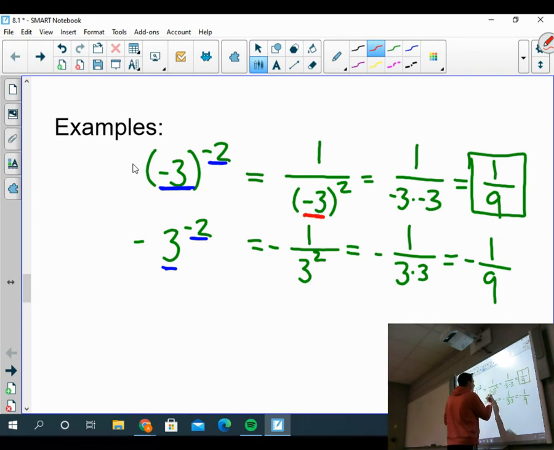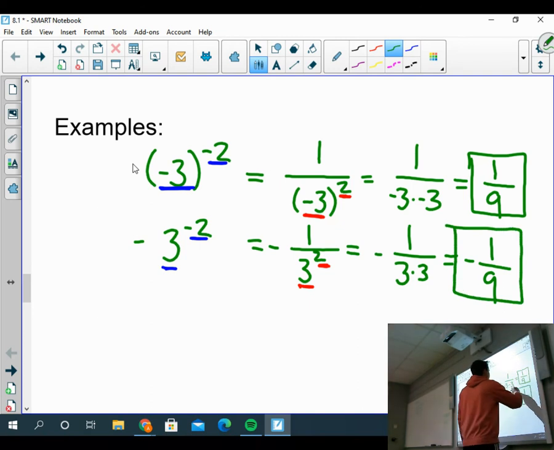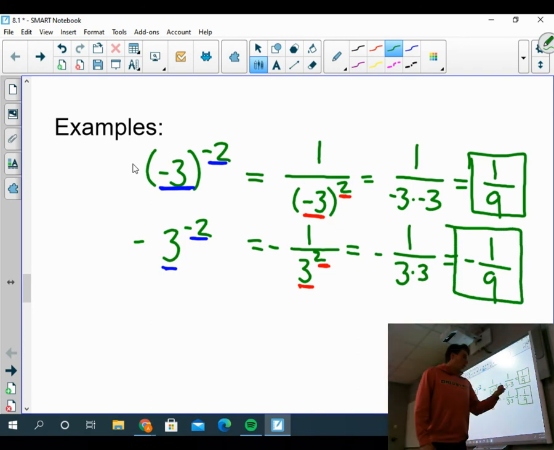Here we have the whole quantity -3 being squared. It's being squared in the denominator because our initial problem was -3 to the -2. But here, only the 3 is going to get squared. The negative will not be squared because it is not included with parentheses. And when we don't have parentheses, the only thing that is the base being applied to the exponent is the number directly below and to the left of the exponent. Okay? So hopefully you see the difference there. And again, it can have major consequences. One of our answers being negative, one being positive.